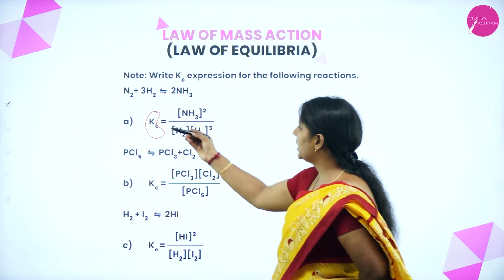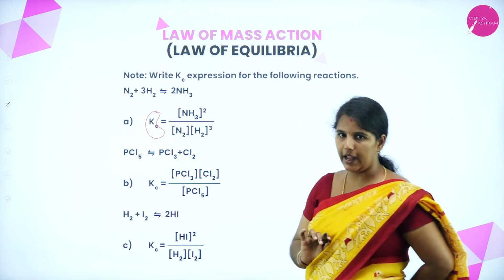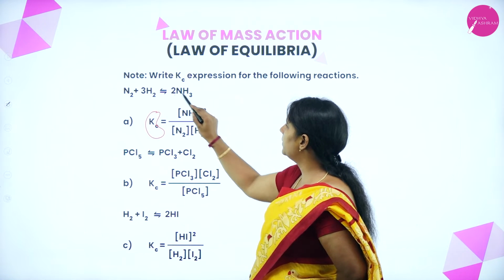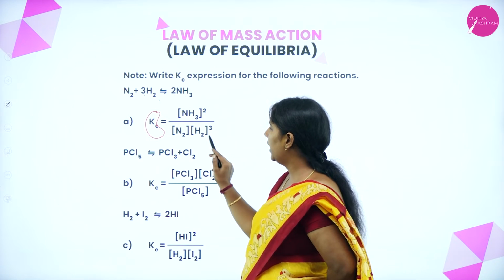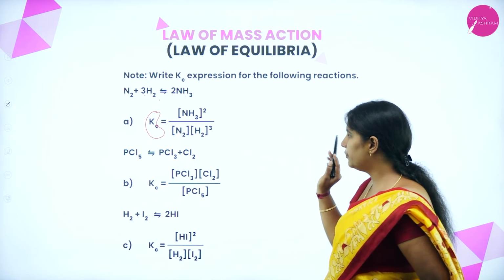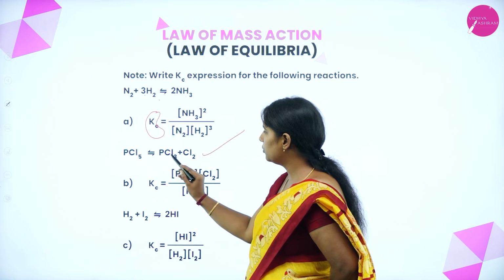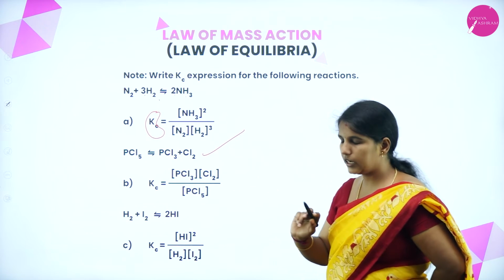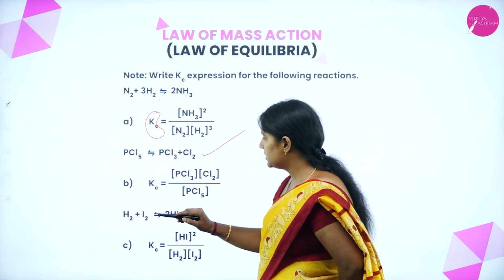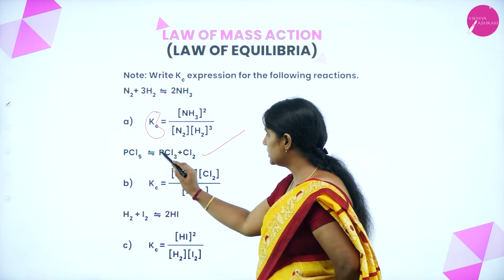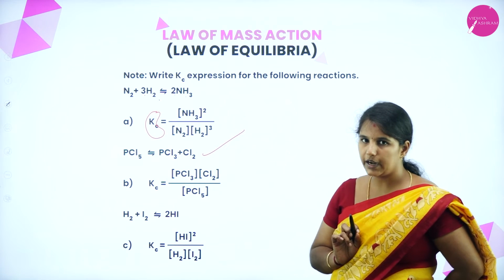We know that Kc is the concentration of the product divided by the concentration of the reactant. Here you can see that ammonia will be raised to the power 2, whereas nitrogen has no power and hydrogen is raised to the power of 3. We have one more reaction, that is PCl5 which undergoes decomposition to give PCl3 plus Cl2, that is phosphorus pentachloride. For that, if you want to write the Kc value, it is the molar concentration of the products divided by the molar concentration of the reactant.